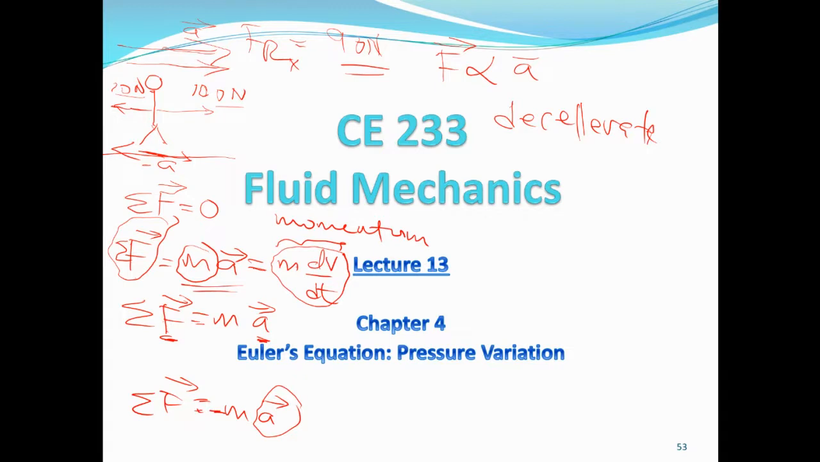And for a fluid particle, what are these forces? The forces are basically the pressure force and the gravitational force, which is a result of the weight of the fluid. These are the two forces acting. So when we sum them up, they should be equal to ma, or the rate of change of momentum. Okay, and this forms the basis of Euler's equation.